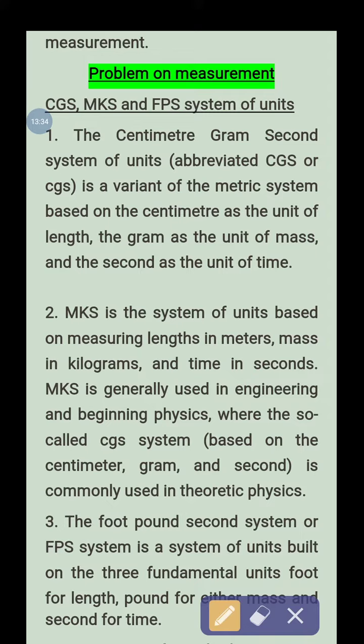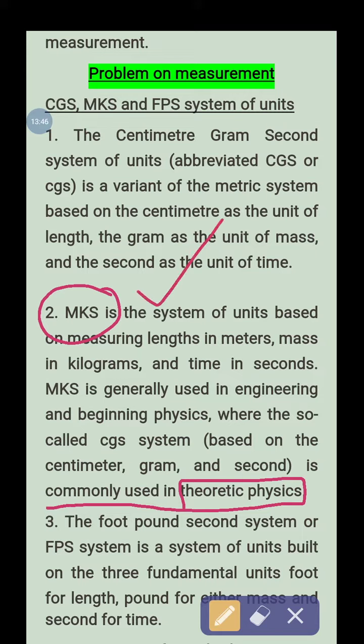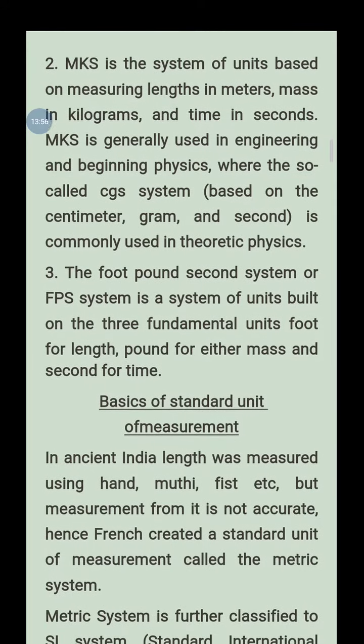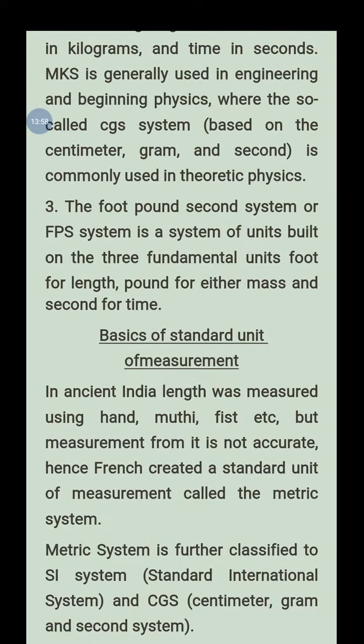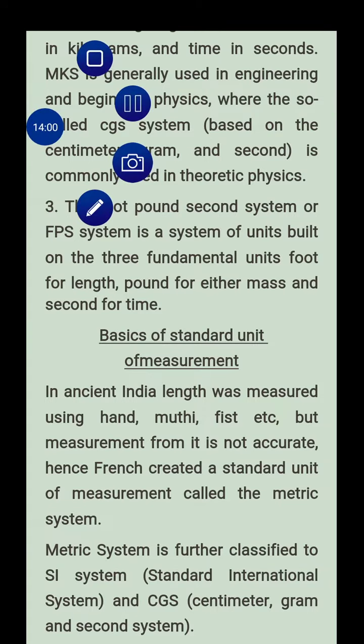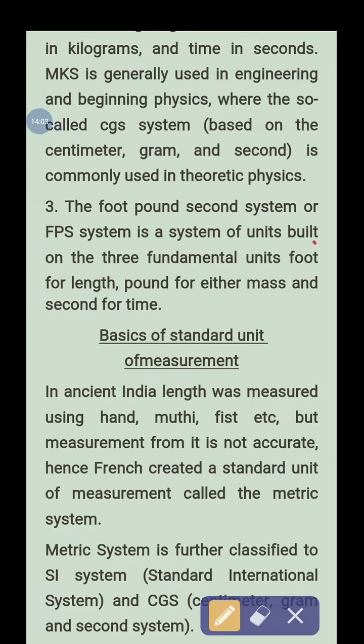In the beginning of physics, the CGS system, based on the centimeter and gram, was commonly used in theoretical physics. But nowadays the MKS system is the standard system used to determine and measure units. The next one is FPS, the foot-pound-second system, a system of units built on 3 fundamental units: foot for length, pound for mass, and second for time.